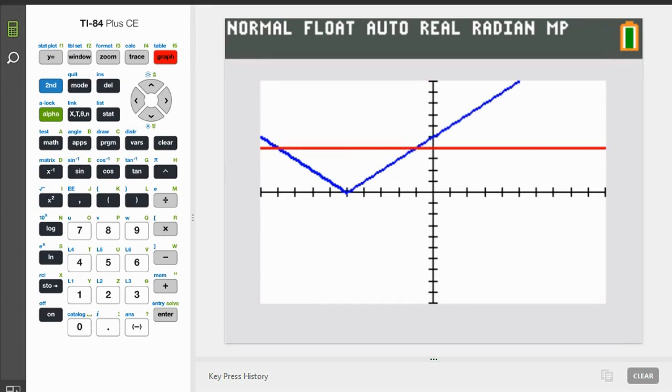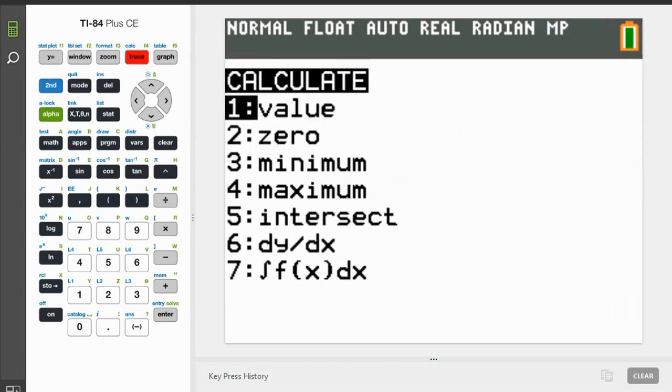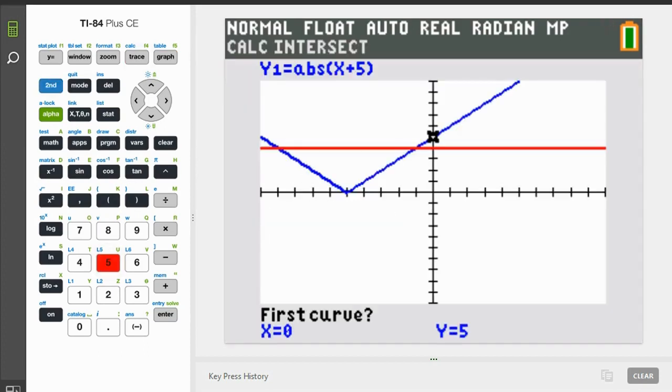And so on an equation like this, if there are two intersections, if I hit second trace and then intersect, it will find the closest intersection. So if I want to find the intersection that's way to the left of the screen, oops, I'm hitting weird buttons right now, but I would have to actually move my cursor so that it's closer to this intersection if that's the one I wanted to find. Okay, so it will find the closest intersection. That is how you use intersection mode.